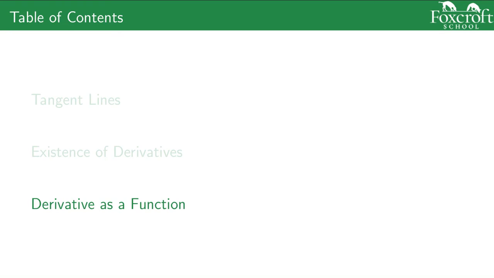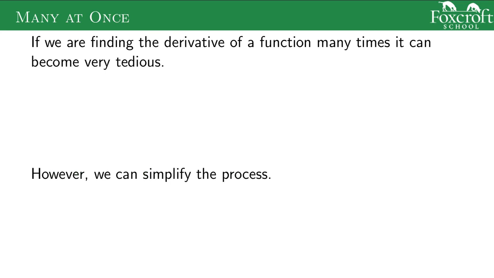And the last thing we're going to do in this video set is talk about the derivative as a function. So far we've been talking about the derivative at 2 or the derivative at 3, but if we can do the derivative for any x value, it also makes sense to do it for every x value at once. All right, so we're finding the derivative many times if we care about multiple different points. Doing that whole limit process every single time for every single different number is going to get tedious and it's a lot of extra work. All right, so we're going to figure out how to simplify the process.